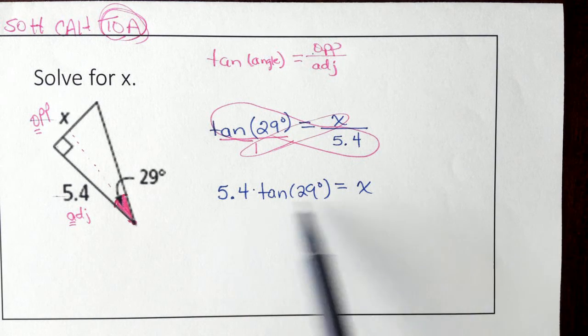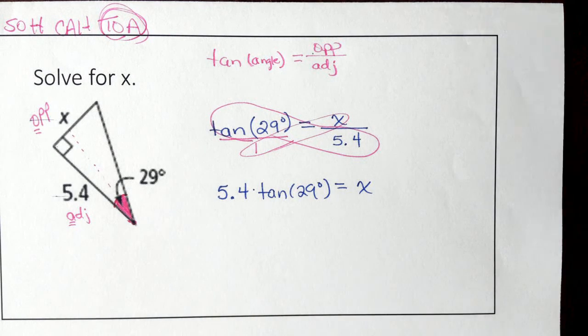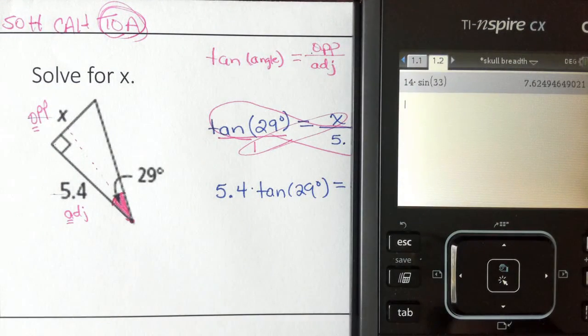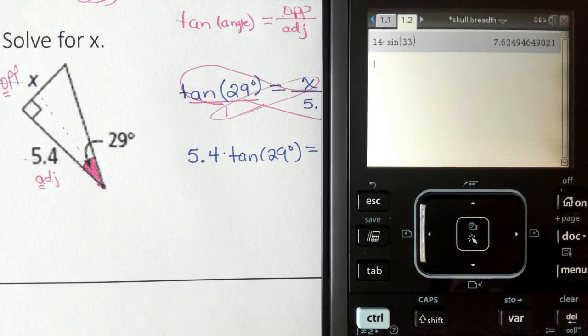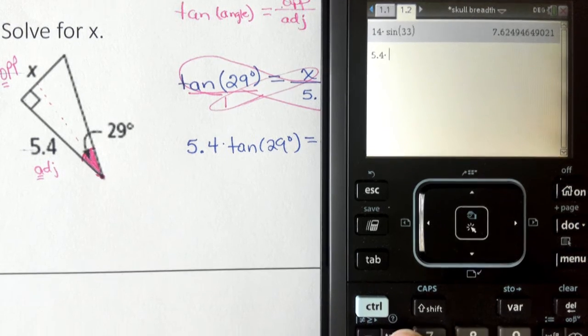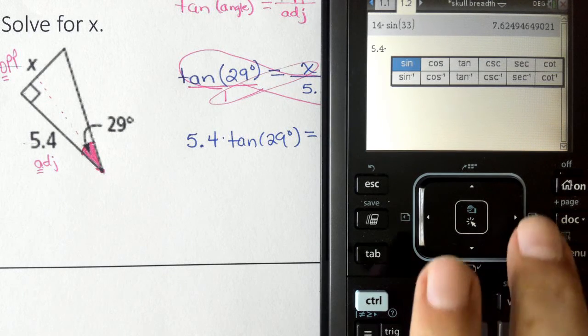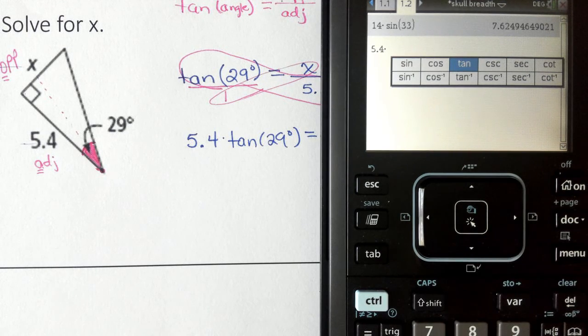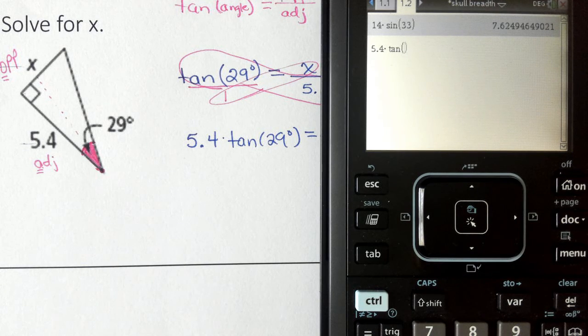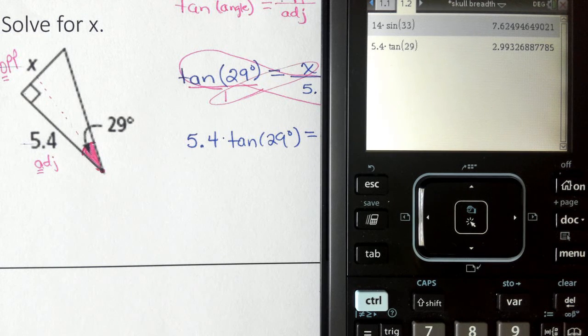Now we need to simplify the left side, so we're going to get out either of the two calculators. If I pull out my Inspire, I need to type in 5.4 times, go to the trig key beside the 7, and arrow over to the tangent. Press enter to paste it in, and then put 29 degrees in your parentheses. And that is about 2.99 if you round to 2 decimal places.